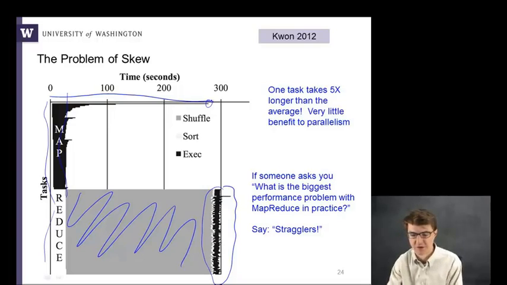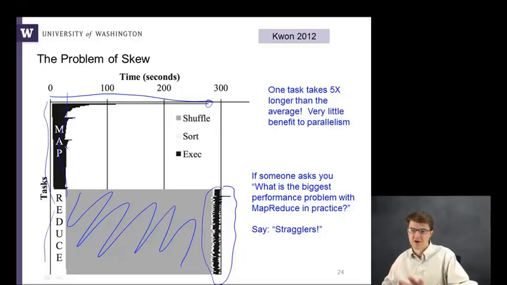So this skew problem ends up killing parallelism and turns a job that could take 50 seconds into one that takes 350 seconds. And it's not even significantly longer than doing this sequentially. Well, I shouldn't say that, this is still worse than sequential, but you certainly lose a lot of your parallelism. One task might take 5 times longer than the average, and so there's little benefit.